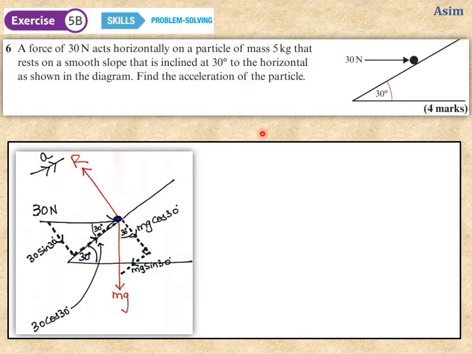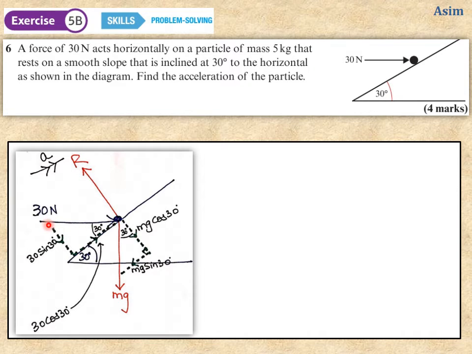Now first of all, there will be hidden forces. There will be forces which you have to draw basically. So now see, because there is an object, it will always have a weight which will always act vertically downwards. A reaction force will always be perpendicular to the surface. Okay, that's why the reaction force is like this, and this force needs to be resolved now.